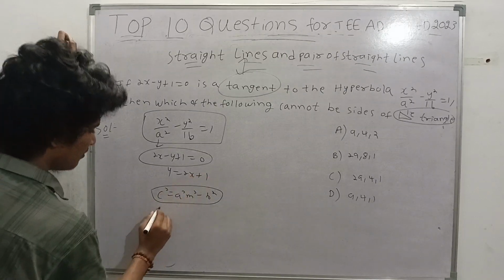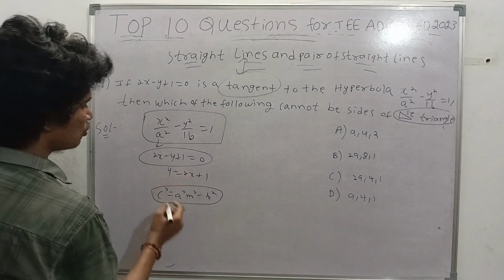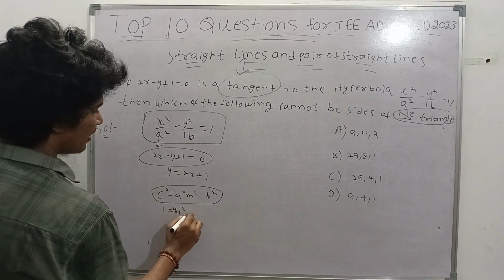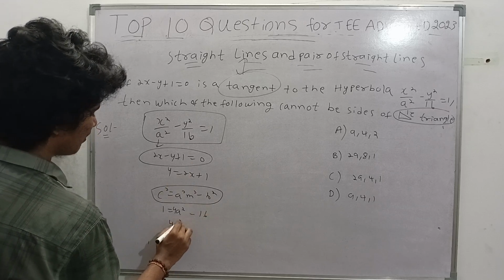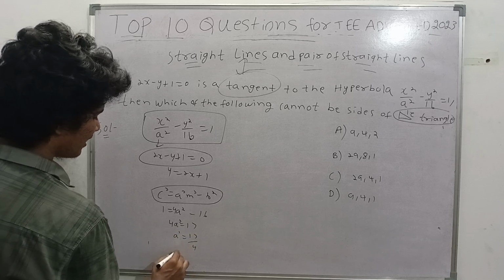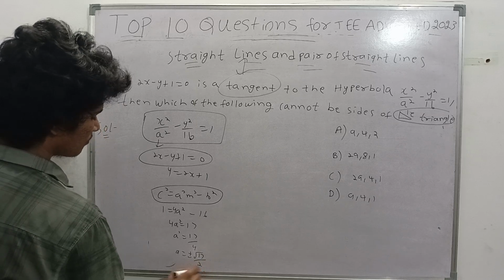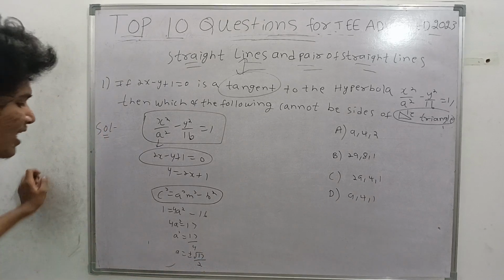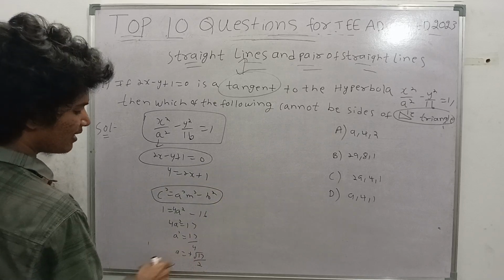So here c is 1, and a square is just a square. What is m here? m is 2, so m square is 4, and b square is given as 16. So 4a square equals 17, a square equals 17 by 4, and a equals plus or minus root 17 by 2. This is the value of a. You can take a as the side they gave, so you can neglect the negative.